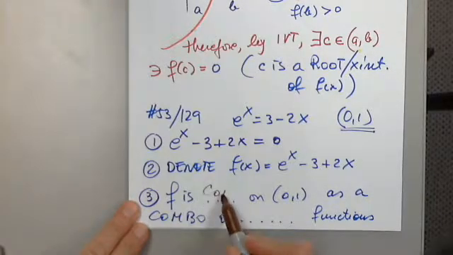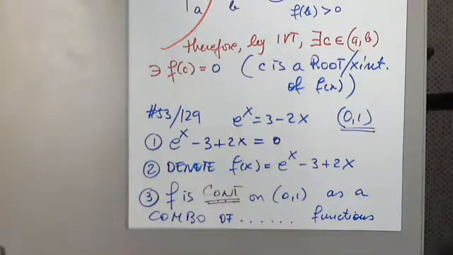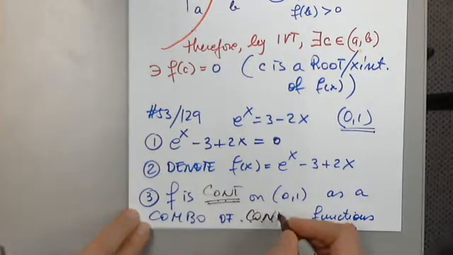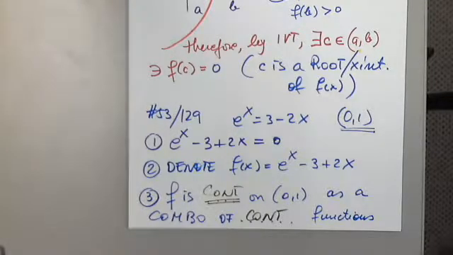It's continuous. This combination of exponential... okay, that's fine. So let's go back to the checklist. So it's a combo, continuous. Of course. Negative 3 is a continuous function. 2x is a continuous function. E to the x is a continuous function. Any addition, subtraction, multiplication of continuous functions must be continuous.